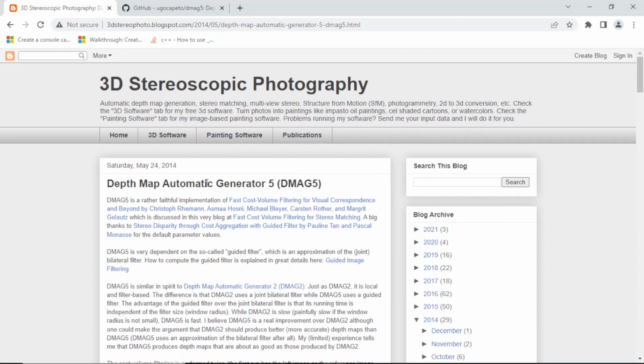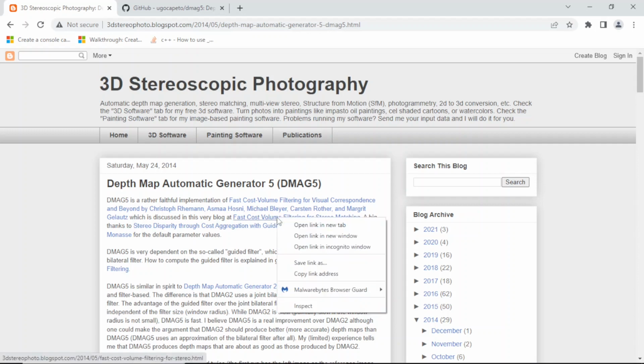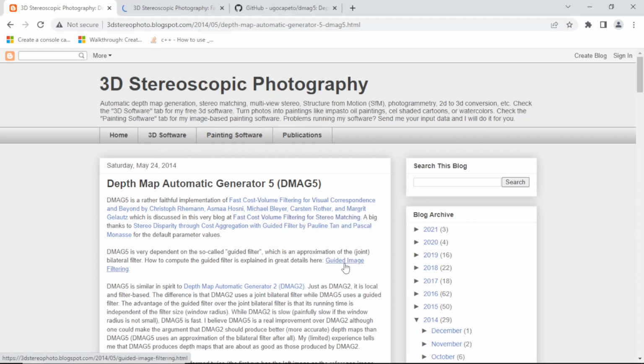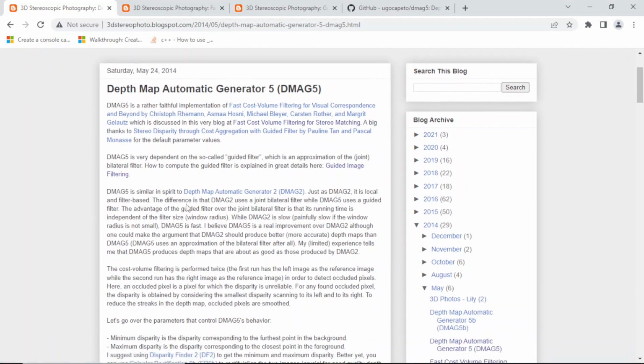Of course, I will give a link to this blog post I made about DMAG5, which is right here. DMAG5 is an implementation of fast cost volume filtering for visual correspondence and beyond by Rhemann and company. I discussed that in several other blog posts. Here's one, and there's another one here. But first, I'm going to go through this to make sure I don't forget anything.